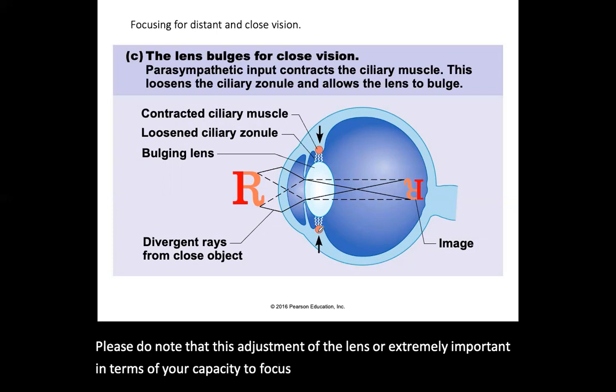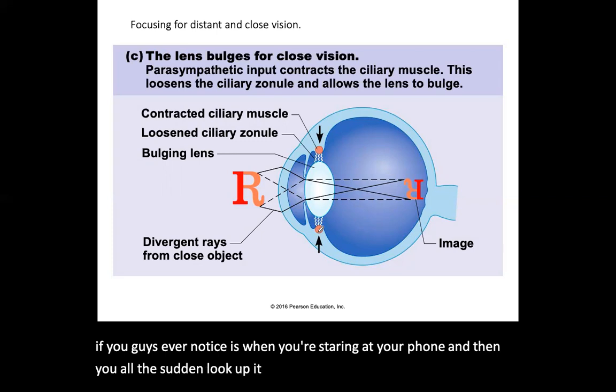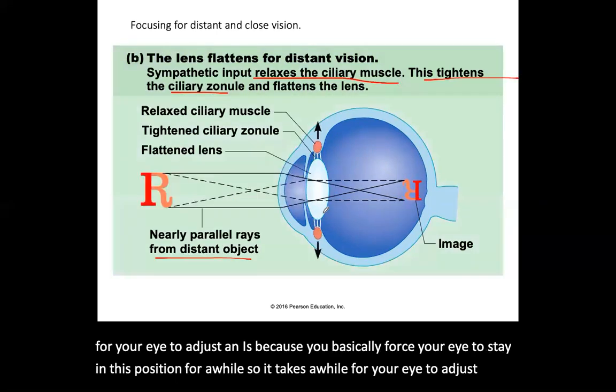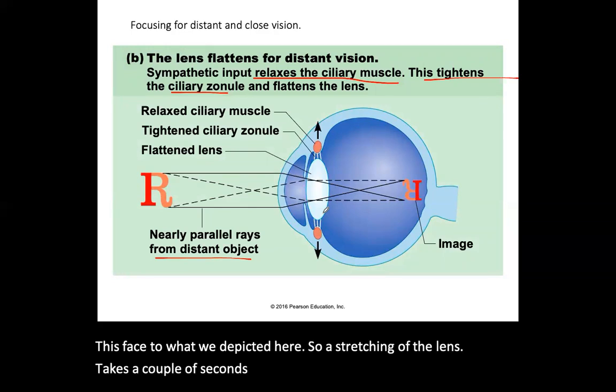far or near objects. So a lot of times, if you guys ever notice, when you are staring at your phone and then all of a sudden you look up, it takes a couple of blinks for your eye to adjust. That is because you basically force your eye to stay in this position for a while. So it takes a while for your eye to adjust from this phase to what we depicted here. So a stretching of the lens, it takes a couple of seconds for that adjustment to take place.